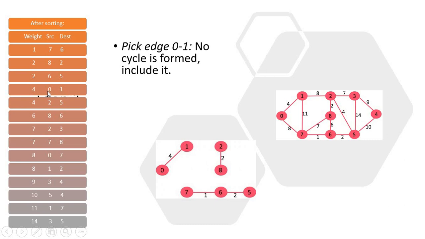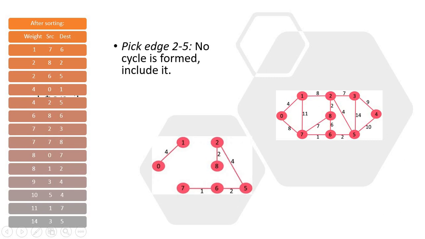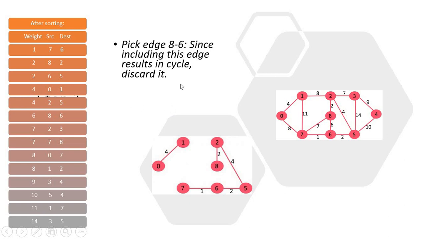Next we are picking 0, 1 edge with weight 4. Are we forming any cycle? No, include that. Next we are picking 2, 5. Are we forming any cycle yet in the minimum spanning tree? No, so include it. Next pick edge 8, 6. If we add the 8, 6 edge in between these two vertices, it will form this cycle. So we are discarding that edge.